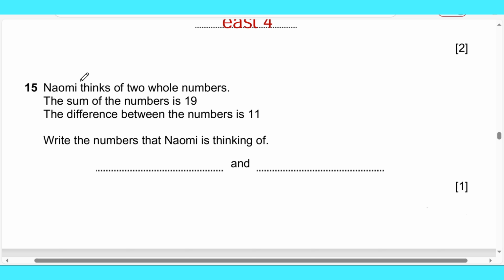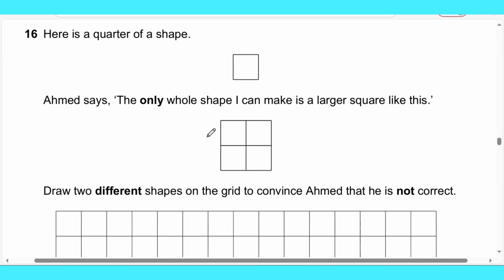Okay, let's move on. Next is number 15. Naomi thinks of two whole numbers. The sum of the numbers is 19. The difference between the numbers is 11. Write the numbers that Naomi is thinking of. What and what? Okay guys, let's check out the answer. So for 15, it will be 15 and 4, since 15 minus 4 is 11, and 15 plus 4 is 19. Let's move on to 16.